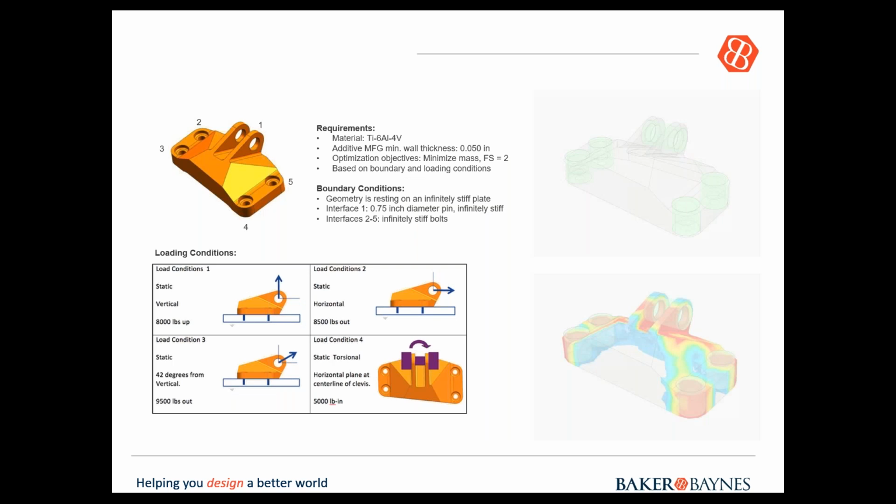On this slide, you will see these are the requirements. Now, the requirements include the material, the optimization objectives, the strength, everything that you can think of. So on the bottom in the 4 blocks, the first block tells you it's 8,000 pounds up that this bracket can pull or take. 8,500 pounds from the right pulling to the left, 9,500 pounds diagonal, and then also a 500 pound inwards.